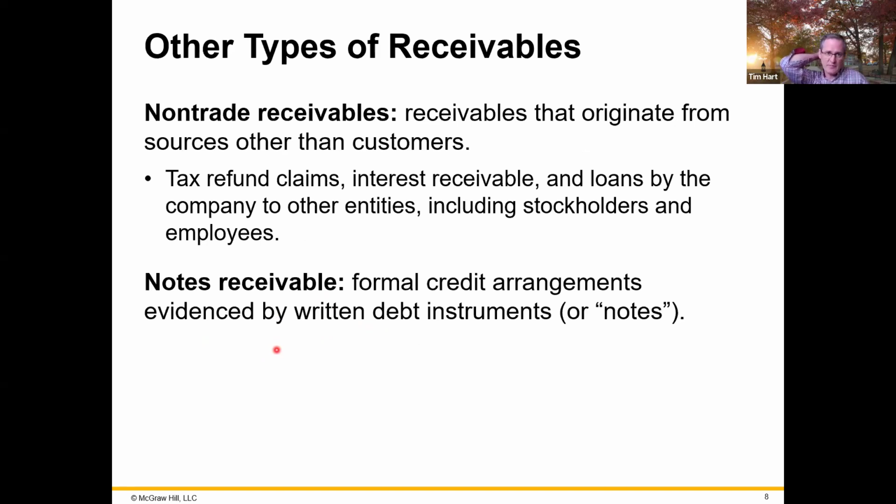Non-trade receivables originate from sources other than customers: a tax refund, interest receivable, loans. And the word here is a note. So it's a loan, and a note is just a term we use for a legal transaction, but that's how it originated. It was a promissory note, the full term. I promised to pay, and it was written on this documented thing. It's been shortened over time to note, but if you can, keep in mind promissory note, I promised to pay, as written on this piece of paper, a note. That's where it comes from: promissory note, note receivable.